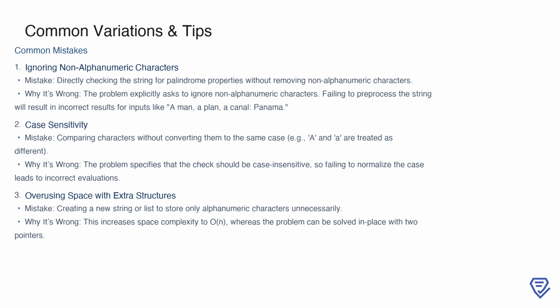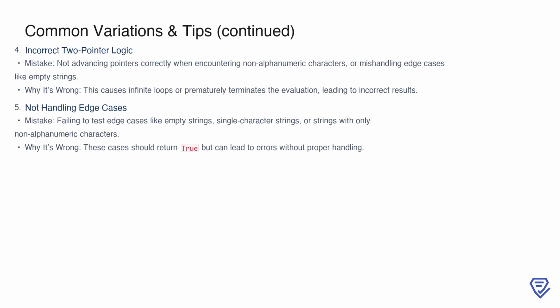far more optimal. Another challenge arises from incorrect 2-pointer logic. This can happen when pointers are not managed correctly, such as failing to skip over non-alphanumeric characters or mishandling edge cases. Errors like infinite loops or premature termination often stem from this.